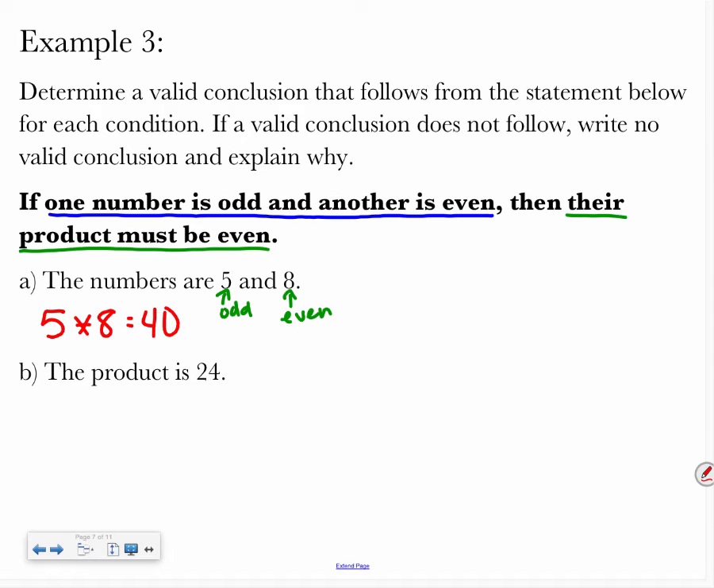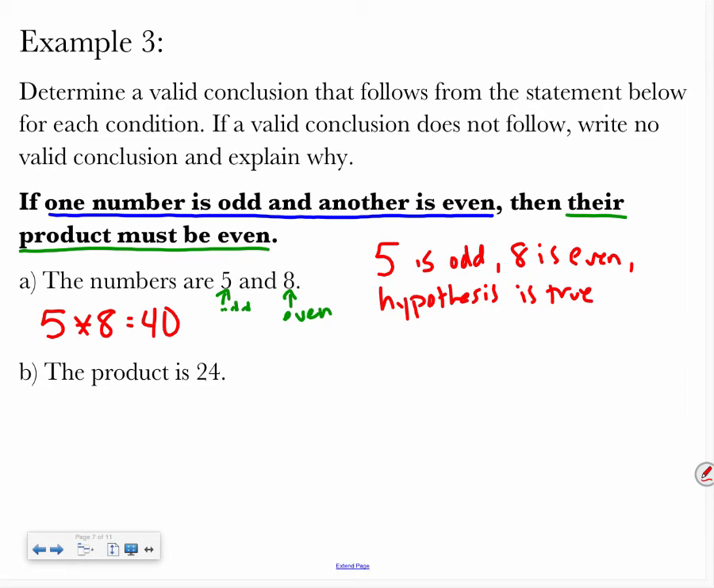So is that a valid conclusion? Then that the product is going to be even? Yes. So you'd say, here, I'll rewrite it over here. You'd say 5 is odd, 8 is even. So you'd say the hypothesis is true.